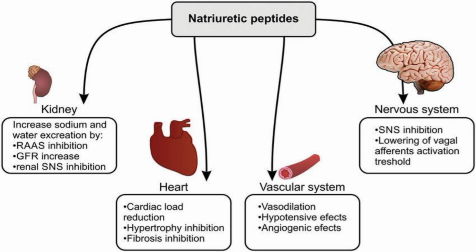So these are the effects of natriuretic peptides in the heart. It leads to cardiac load reduction, hypertrophy inhibition, and fibrosis inhibition. In kidneys, ANP increases sodium and water excretion by renin, angiotensin, aldosterone inhibition, GFR increase, and renal sympathetic nervous system inhibition.